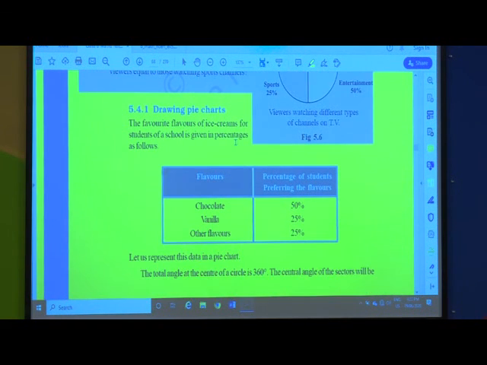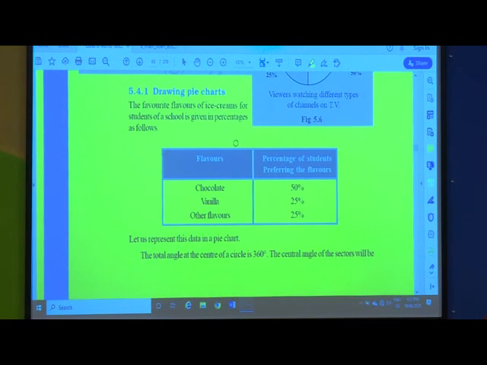Proceeding further, drawing pie charts. What we had studied previously was a pie chart was given to us and we studied from that. But how to draw a pie chart is important, that we should study now. So for the same, there is an example that is given to us.